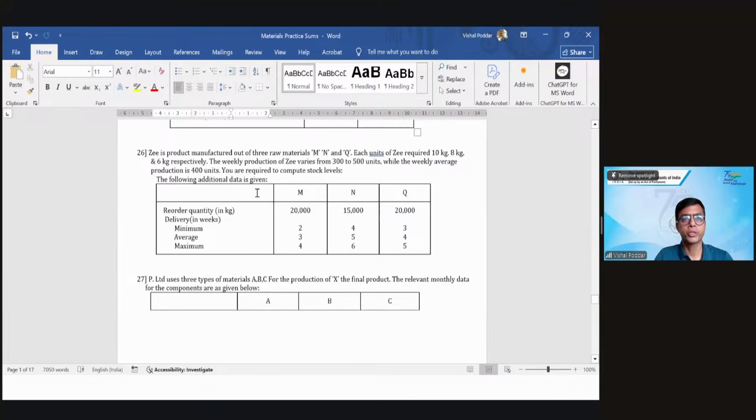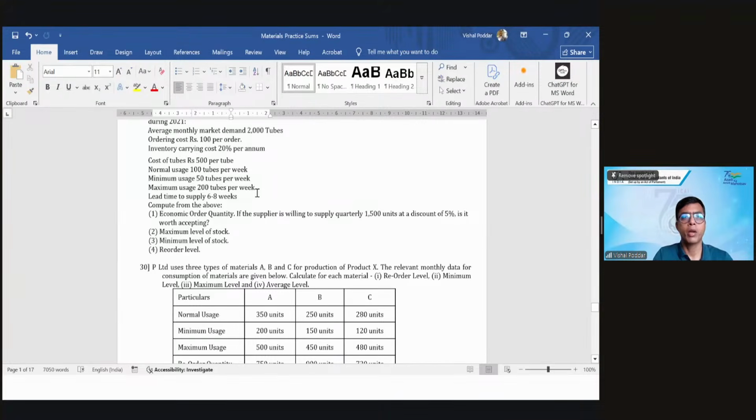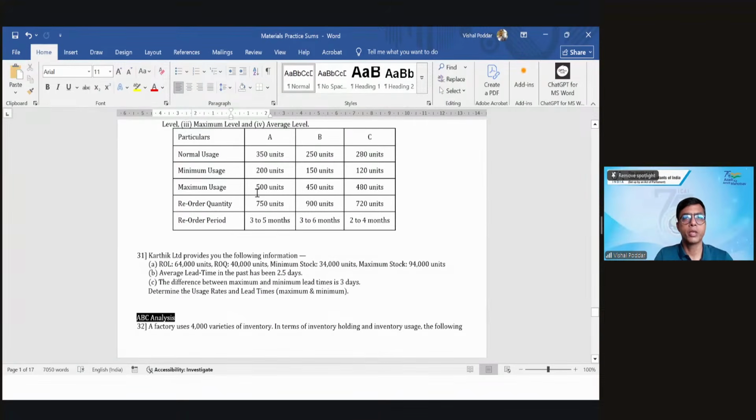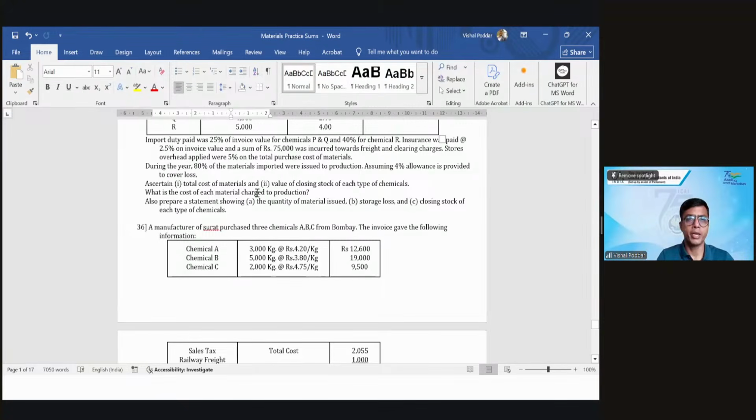Now, whatever question we are going to solve, I will request that you take a screenshot of this so that even though I'm changing my screen from this to the working screen, you will have the question for your quick and easy reference.